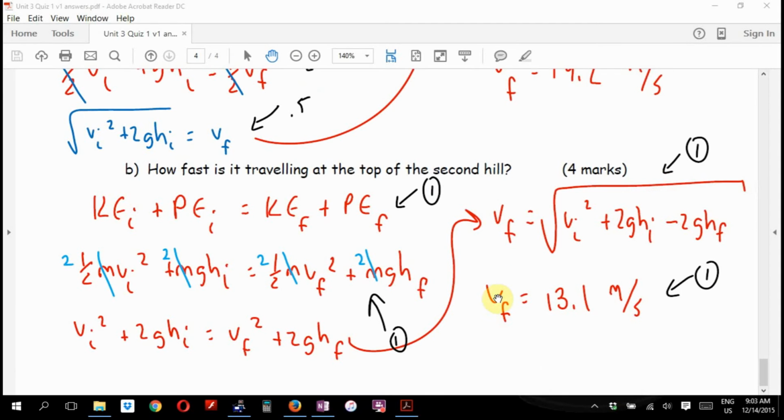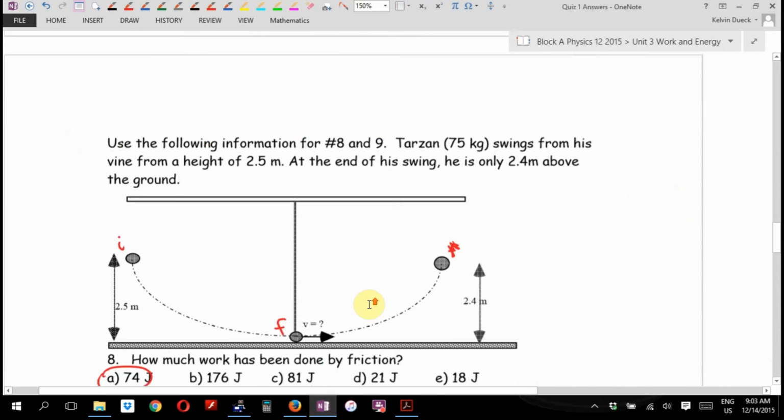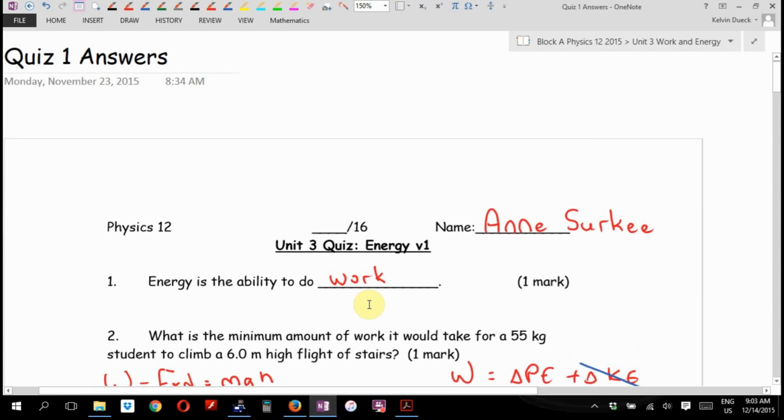So if you didn't spot that clever move, because energy is a scalar, we can put ground level wherever we want, wherever it's most convenient. If you didn't spot that and you actually said, okay, nothing cancels, then I would multiply everything by 2 to get rid of the 1/2, and then I'd have V initial squared plus 2g h initial minus 2g h final, and you still get the 13.1. If you would be so kind as to give yourself a lovely score at the top of the page out of, what's it out of? 16?